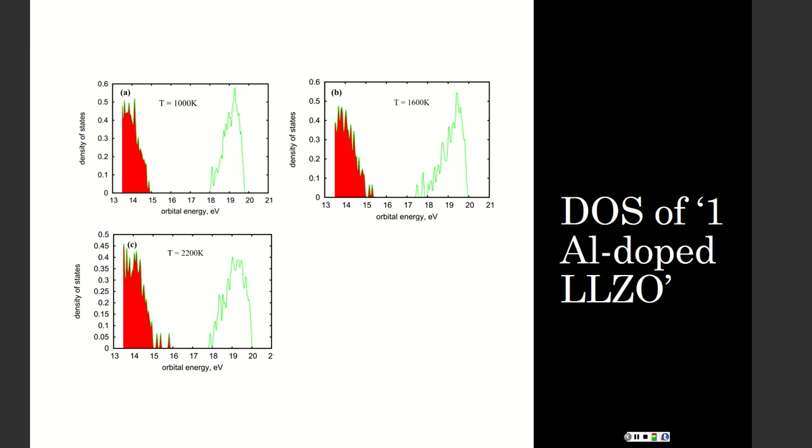And in case of density of state for one aluminum doped LLZO structure, we can see that in the 1000 Kelvin structure there are no unexpected orbitals in the band gap, but in case of 1600 we can see few, and in 2200 we can see few more defect orbitals. So basically what we can say from here is that with the increase of temperature, more and more defect orbitals are seen in the band gaps, and this may happen because of the surface electron of the structure. I'm not 100% sure, but it's my understanding that this may happen because of the surface electron of the structure.